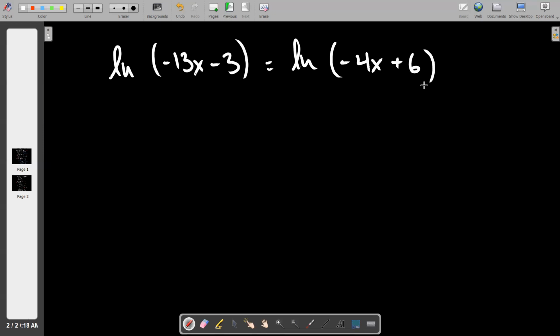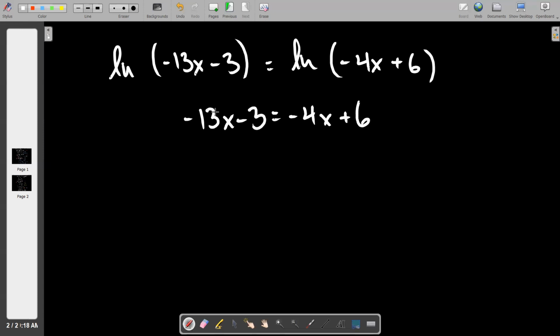Again, you don't see a base, right? But you do know that these are matching logs. What are they? Log base what? E. Very good. So these are base E logs, which in this case doesn't matter. They're the same logs. We can drop them off. So this time what pops out is a little 7th grade equation. You just get argument of the left side equals argument of the right side.